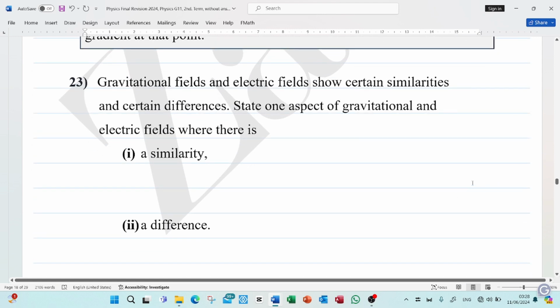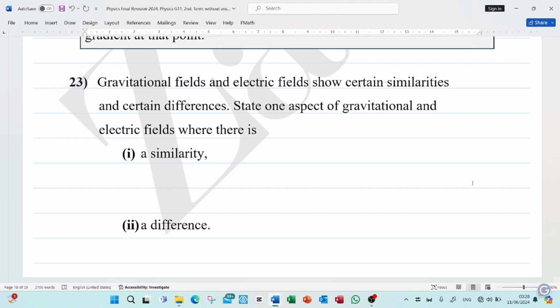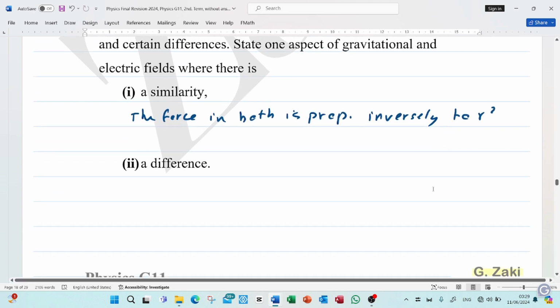It says gravitational fields and electric fields show certain similarities and certain differences. State one aspect of gravitational and electric fields where they are similar. The force in both is inversely proportional to r squared.